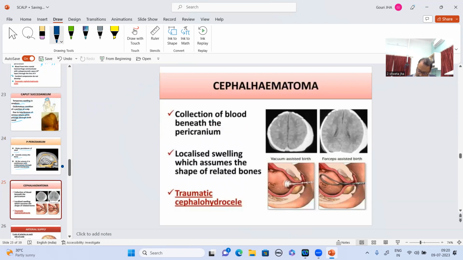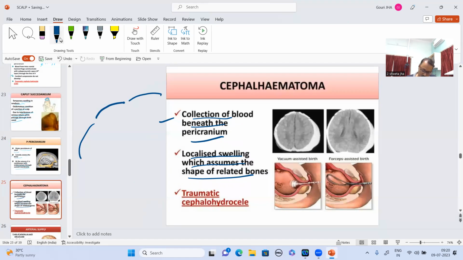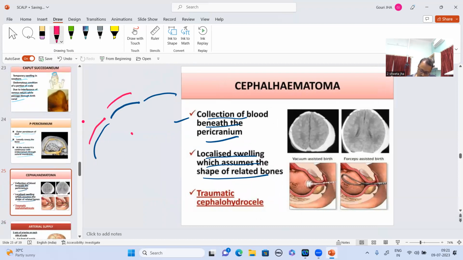Now we have the cephalohematoma, which is a collection of blood beneath the pericranium. The blood will be collected below the pericranium. This localized swelling corresponds to the size of the related bone, because we have a suture at each bone level, and periosteum over each bone. So in the frontal region, it will produce a swelling the size of the frontal region. In the temporal region, the size of the temporal region. In the parietal region, the size of the parietal region.